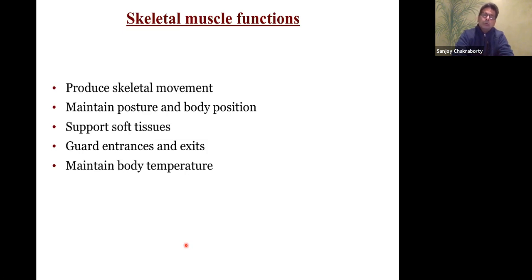They can maintain posture, body posture and body position. They can support the soft tissues inside. They can guard entrances and exits. What does that mean? I'll give you one example. When you eat, food goes to the esophagus and then into the stomach. Right here, at the junction of the esophagus and the stomach, you have a guard, like a rubber band. I'm using the word rubber band just to help you understand, like skeletal muscle fibers, that decide whether something can go in or not.